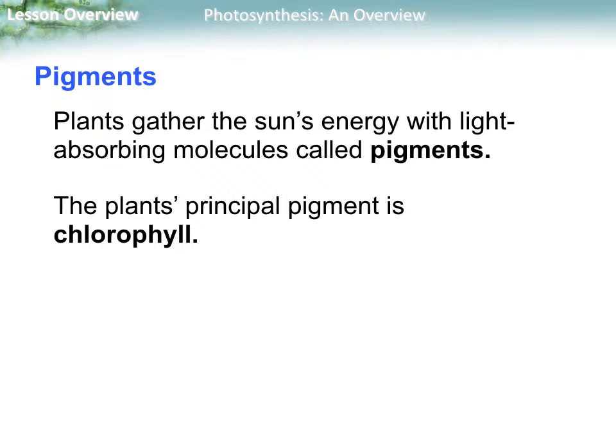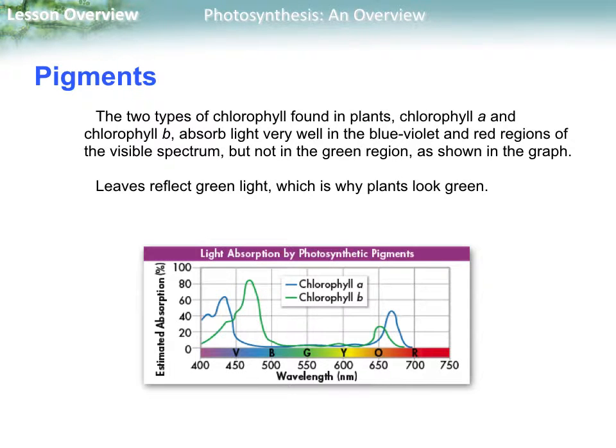Okay, so the pigments are used to gather the sun's energy. Pigments are the light-absorbing molecules that the plant uses to gather the sun's energy. All right, so the main one is chlorophyll. The two types of chlorophyll found in plants are chlorophyll A and chlorophyll B.